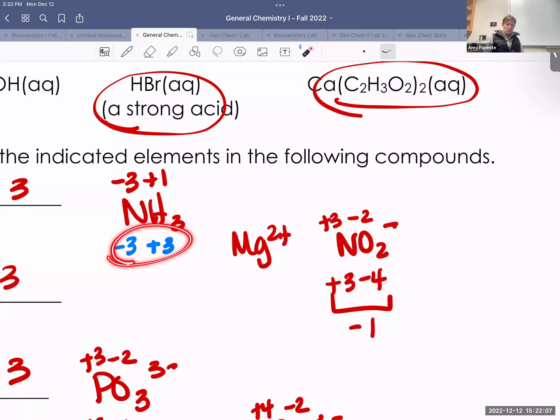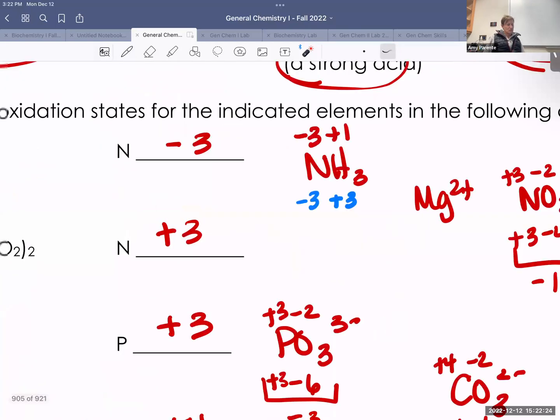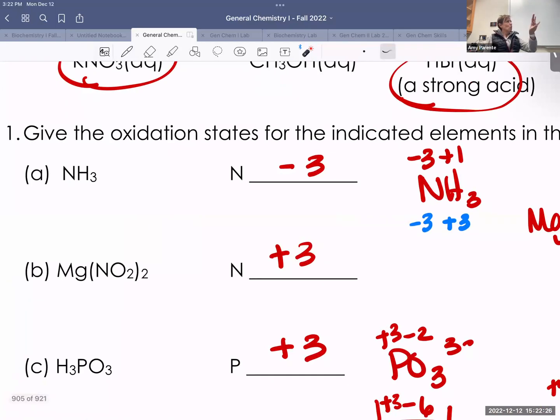So here, these were both the same number, just plus and minus. Because this needs to add up to -1, that one's +3. I only have 1 nitrogen, so this nitrogen is also +3. Everybody good? Questions? Where's the muddy point for this? Because I want to make sure I don't keep going through the same thing if you're like, Dr. Kearney, I got this.